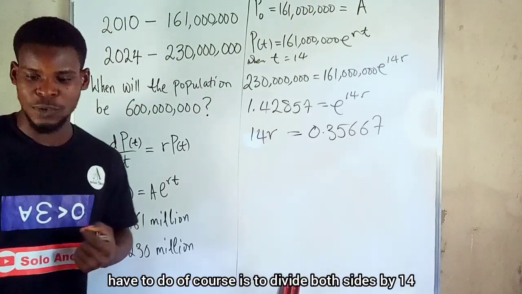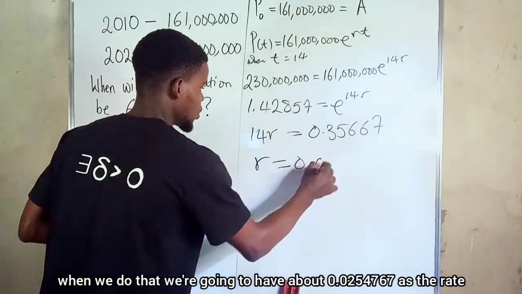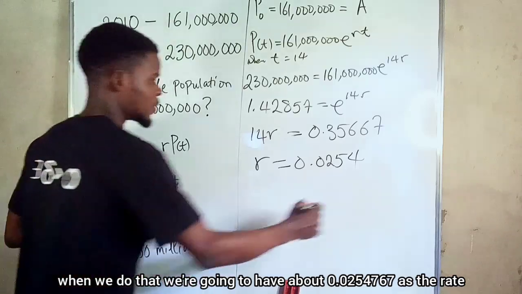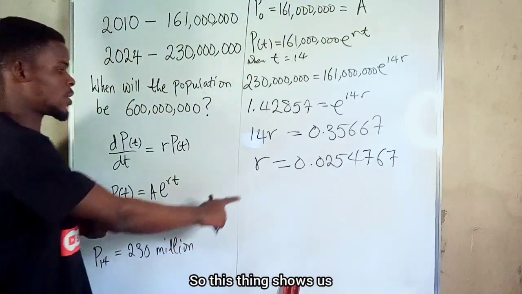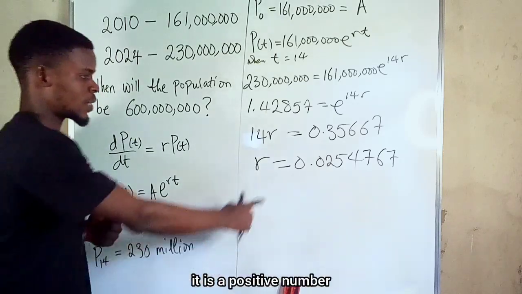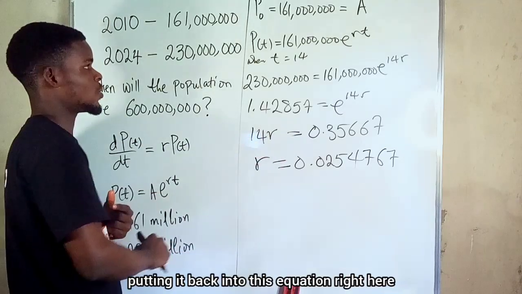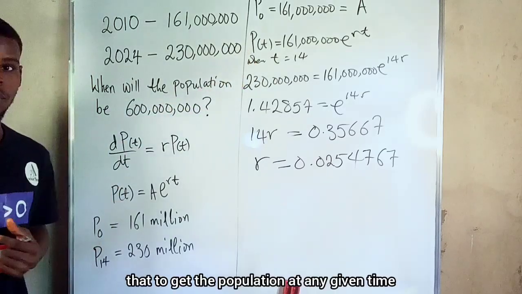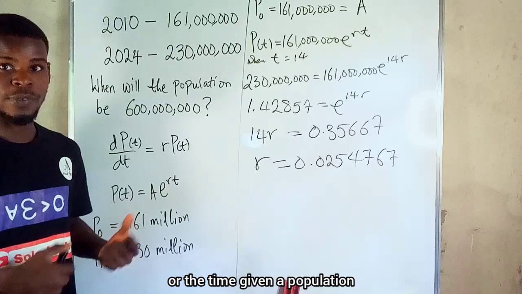The next thing we'll have to do is divide both sides by 14. When we do that, we're going to have about 0.0254 as the rate. This is the rate at which the population changes, and like we said earlier, it is a positive number. So we're going to use this rate, putting it back into this equation, and then we can use that to get the population at any given time, or the time given a population.